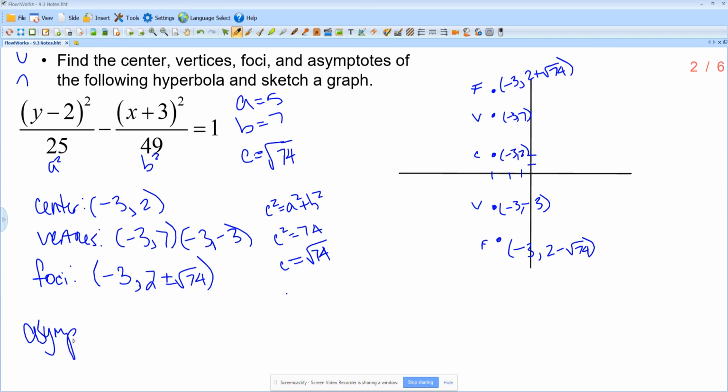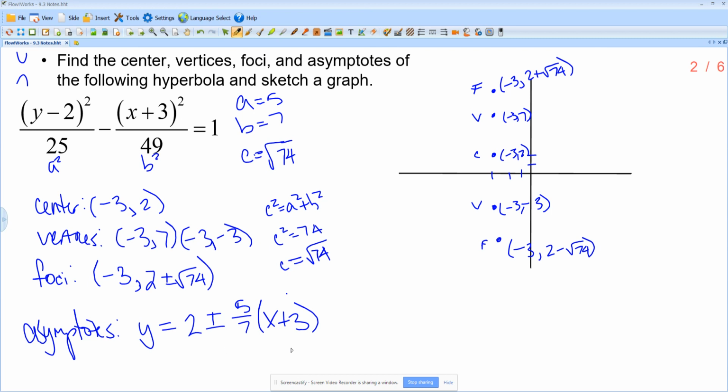Next, all we have left is our asymptotes before sketching this. If I'm talking about my asymptotes, it's in the form of y equals k. K here is 2, plus or minus. And then because this has a vertical transverse, we're going to have a over b. So 5/7. And then x minus h, so x plus 3.